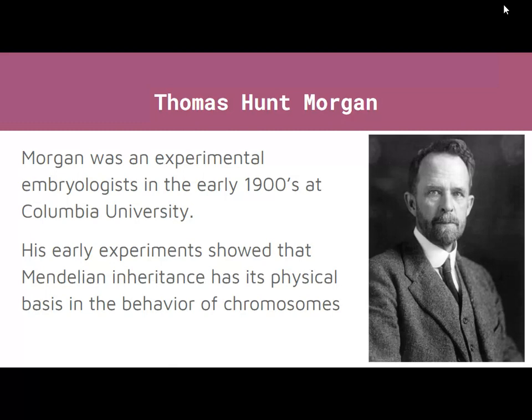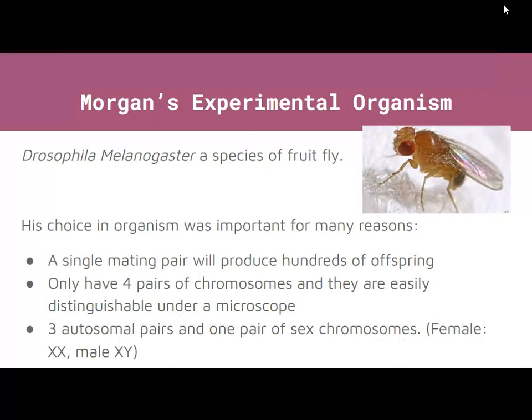So that's Thomas Hunt Morgan. He used a special experimental organism that is still used to study genetics today. So this is a fruit fly, also known as Drosophila melanogaster. If you do any work with genetics, you will run into Drosophila, full stop. And his choice of Drosophila for his experimental organism was really, really important.